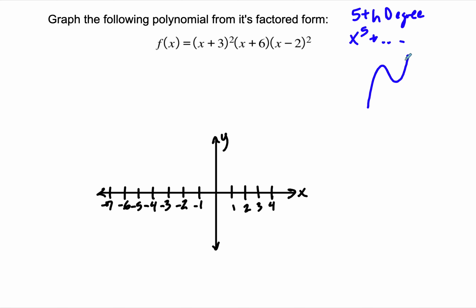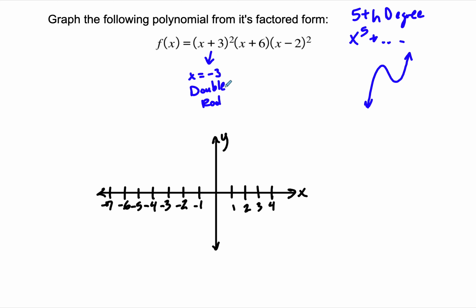So we know that when x cubed is positive, it looks like this. So what that really means for this fifth degree polynomial is that it's going to start at negative infinity and end at infinity. And now we have to do the work in the middle to figure out what happens. So first thing we have here is x equals negative 3 is going to be a double root. So we'll record that.